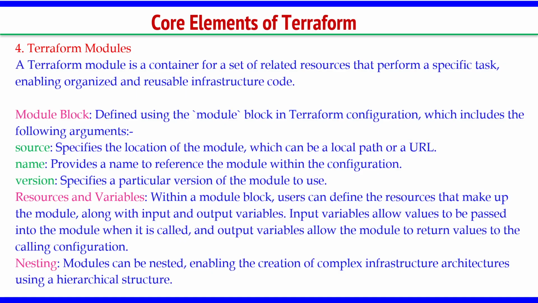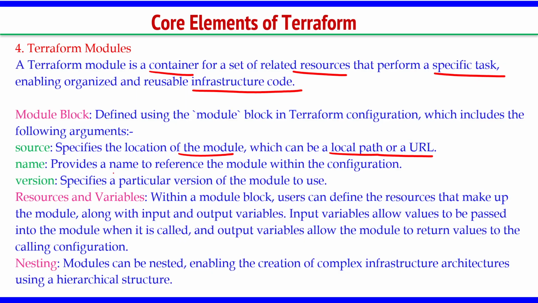So the next component is the Terraform modules, and we have a set of modules. A Terraform module is a container for a set of related resources that perform a specific task. So we try to group the elements which perform a specific task, enabling organized and reusable infrastructure code. The first one is the module block, defined using the module block in Terraform configuration, which includes the following arguments: source, name and version. Source specifies the location of the module, which can be a local path or a URL.